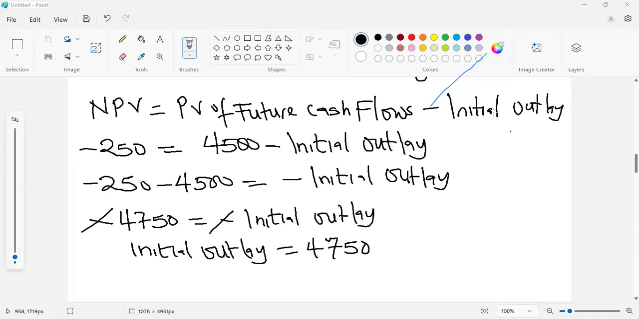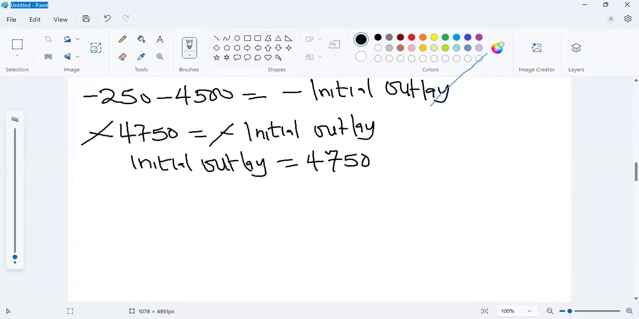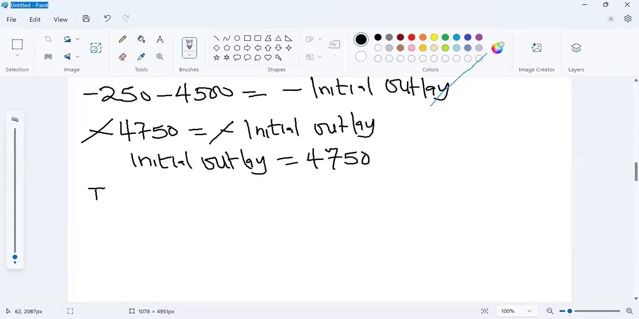So we have gotten our capital letter E, the initial outlay, which is equal to $4,750. Our T: how many years can we delay this project? 1 year.